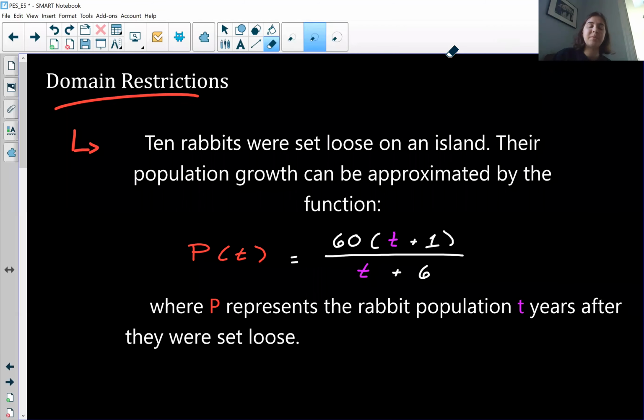All right, so welcome back to episode 5. We're going to do another example for composite functions, but this time talking about domain restrictions a little more.